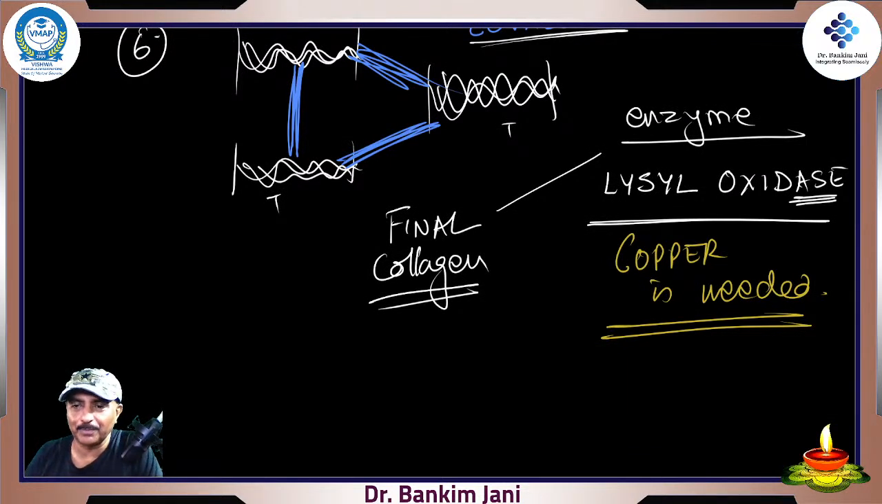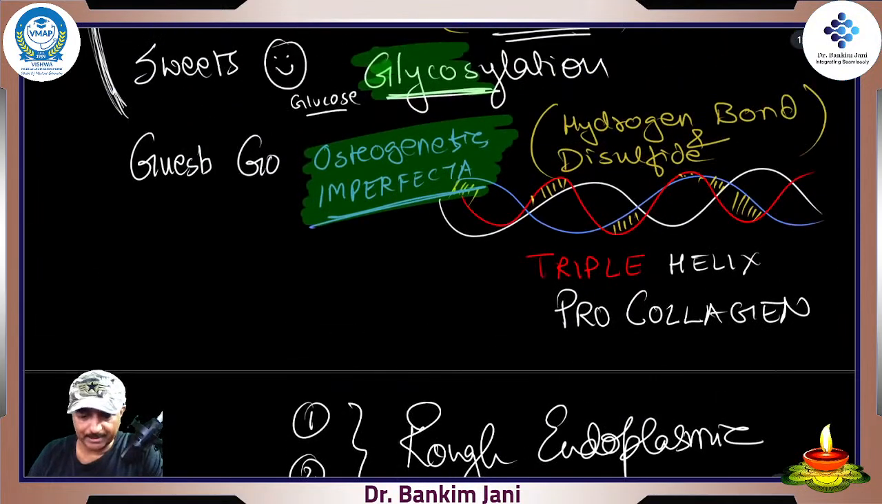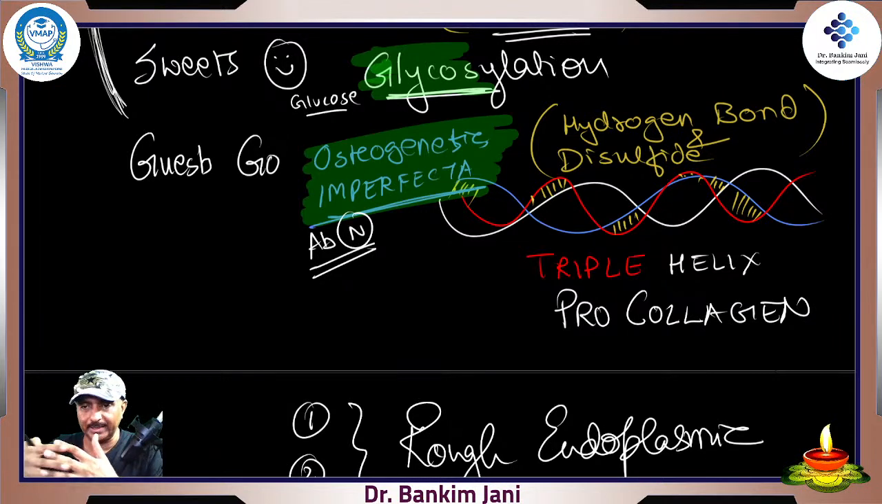In the fifth step, procollagen itself is called osteogen. No. See, osteogenesis imperfecta is a medical condition. Imperfect bone formation. This is a disease. This is the abnormality, right? It's good that you asked. This is an abnormal thing. Why does it occur? It occurs if for some reason there is no formation of these hydrogen disulfide bonds. So if they are not formed, that strong linkage leading to the formation of this triple helix won't occur, right?